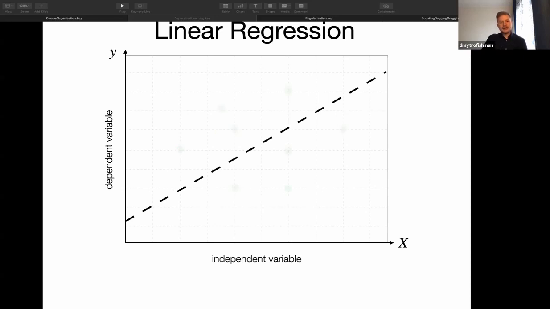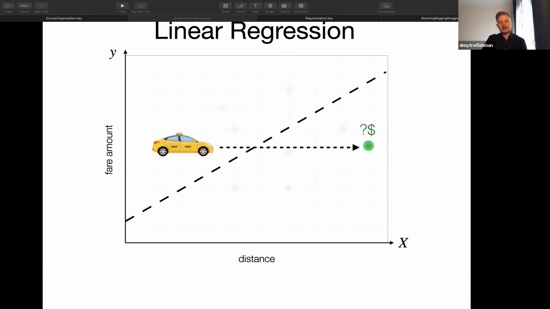All right, so coming back to our example with distances and fair amounts, predicting the price of the ride based on the distance of the ride. So depending on where you take your taxi and where you're going, right? If you remember, this is how the line equation looks like: y equals w0 plus w1x.